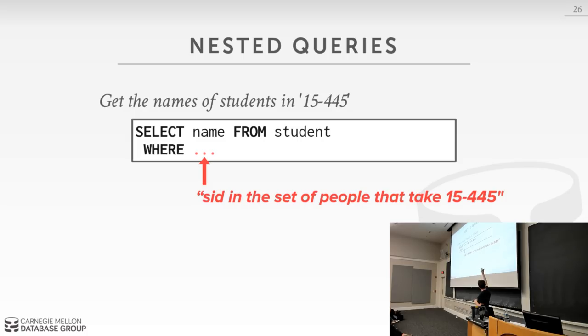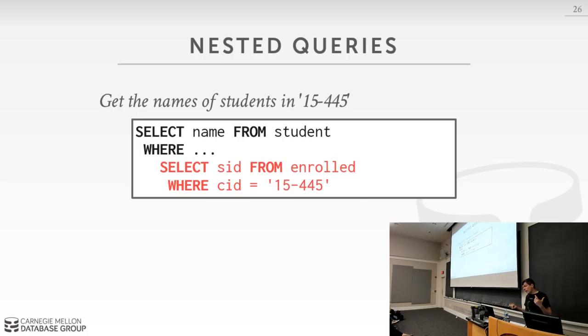So in the inner query, we can write it in English as the student IDs of the set of people that take 15445, right? For that part, we know how to write that query pretty easily. We just filter out all the tuples from the enroll table where the course ID equals 15445. So now the question is, how do we combine the inner query with the outer query?